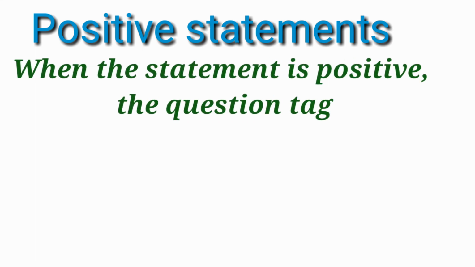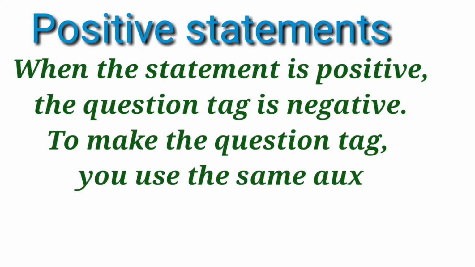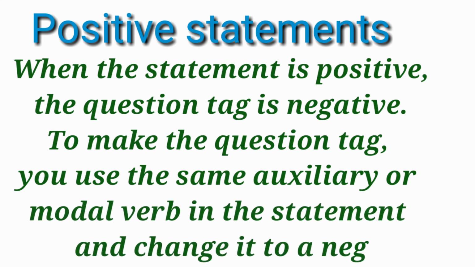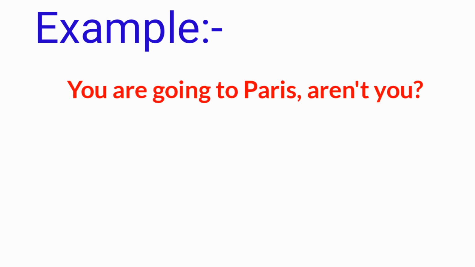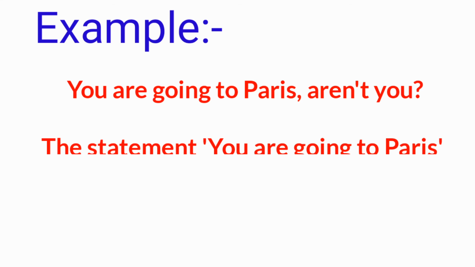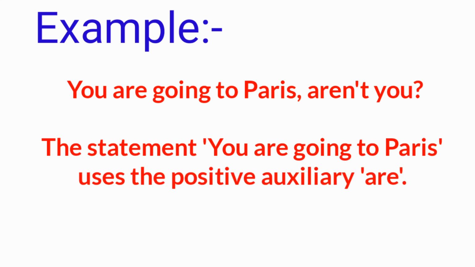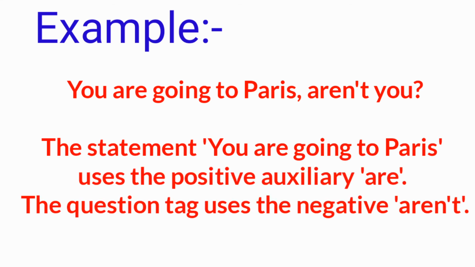Positive statements. When the statement is positive, the question tag is negative. To make the question tag, you use the same auxiliary or modal verb in the statement and change it to a negative. For example, you are going to Paris, aren't you? The statement you are going to Paris uses the positive auxiliary are. And the question tag aren't you uses the negative aren't.